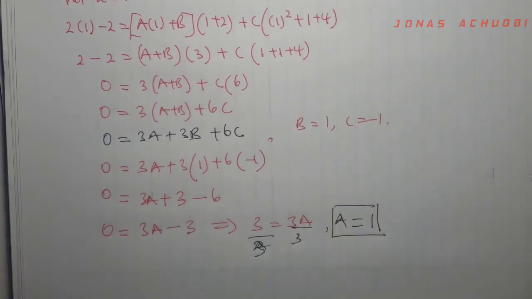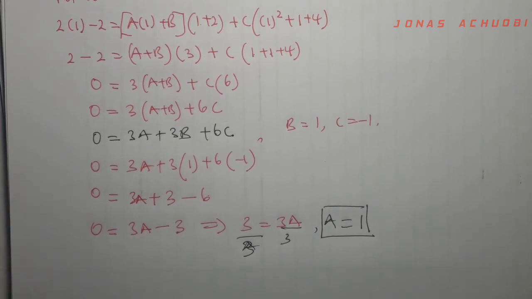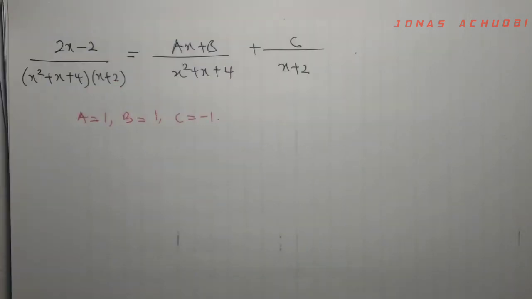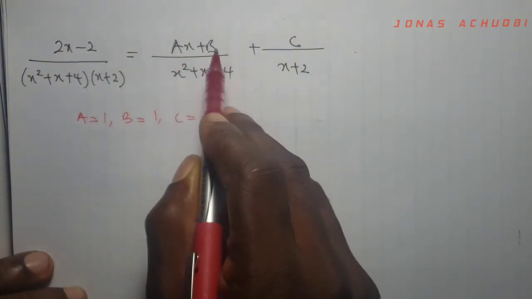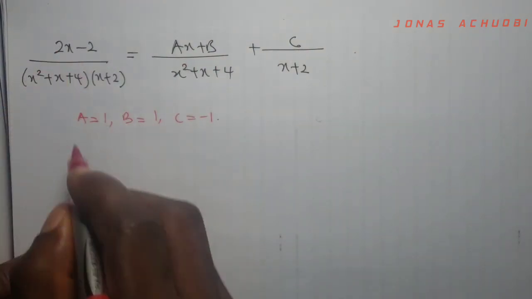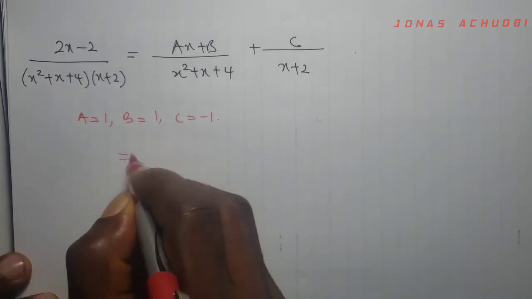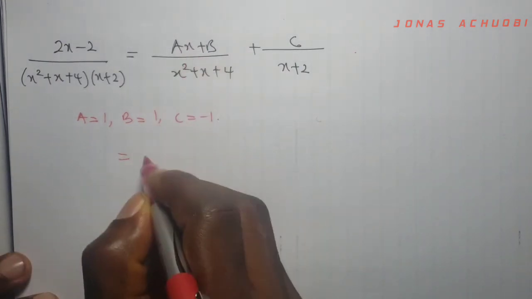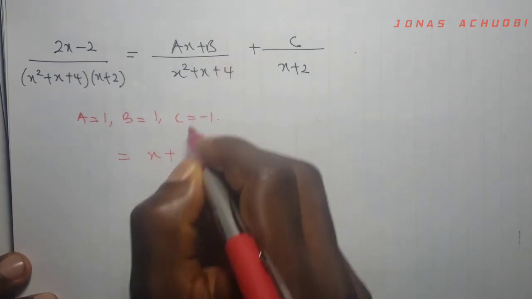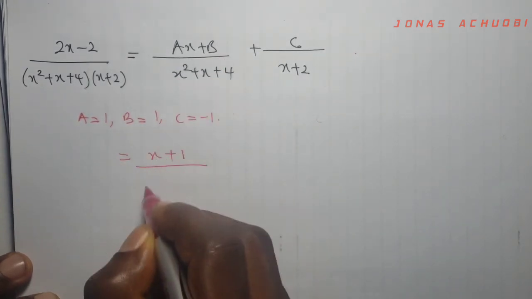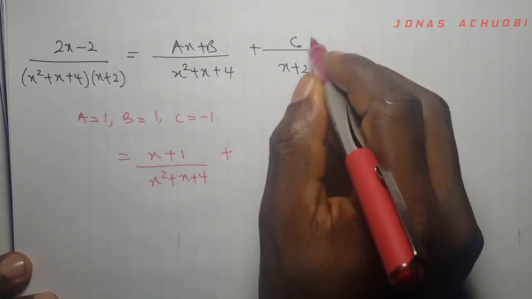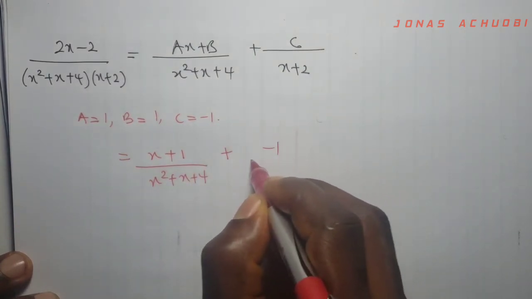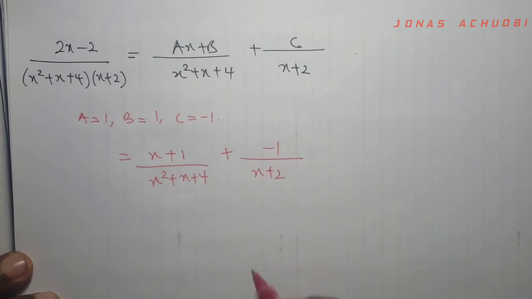So we have gotten the values of a, b, and c. We'll now go back to our partial fraction to put those values in. So now we go back to our partial fraction. So a is now 1, b is 1, c is minus 1. So this partial fraction now becomes a is 1, so that is 1 times x is x, plus b is 1, so x plus 1 over x squared plus x plus 4, plus c is minus 1 over x plus 2.